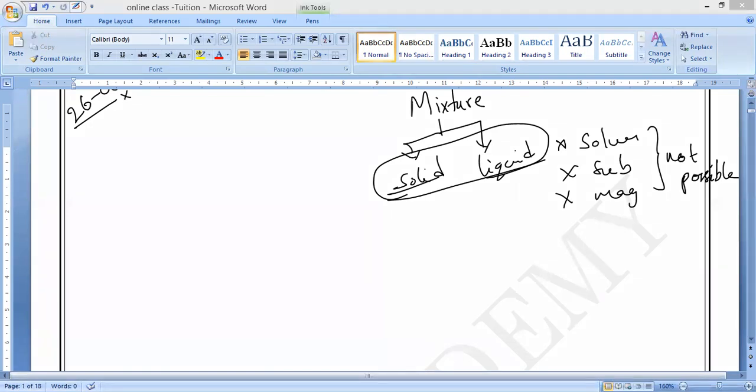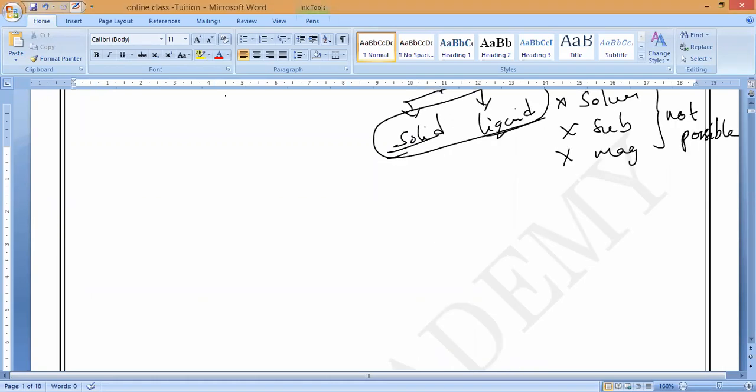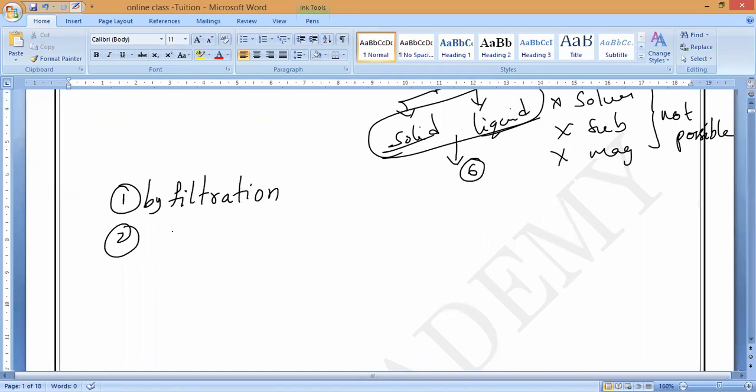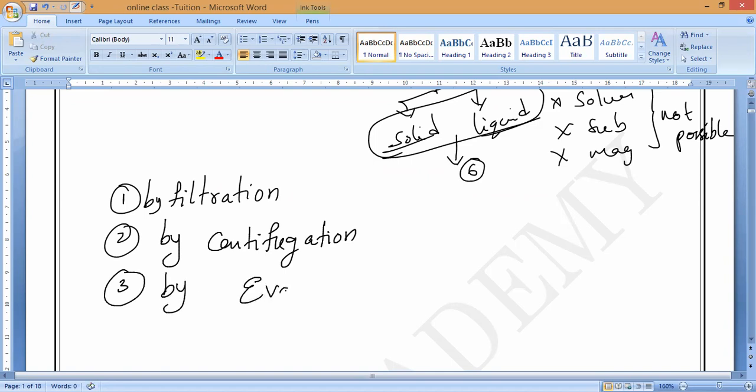All the mixtures containing a solid and a liquid are separated by any one of the following 6 methods. The first method is by filtration. Very simple. Next, second method, all of you write: by centrifugation. Right. Next one, third one: by evaporation. Understand? Yes or no?